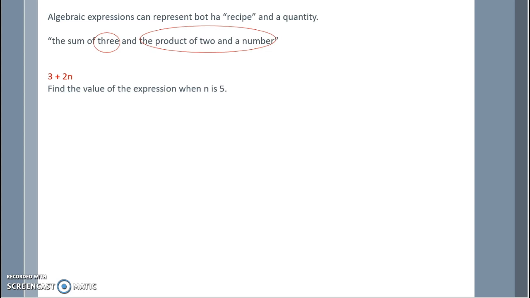Find the value of the expression when n is 5. So I'm going to stick where n is. I'm going to replace n with 5. So 3 plus 2 times 5 is 3 plus 10, which is 13.